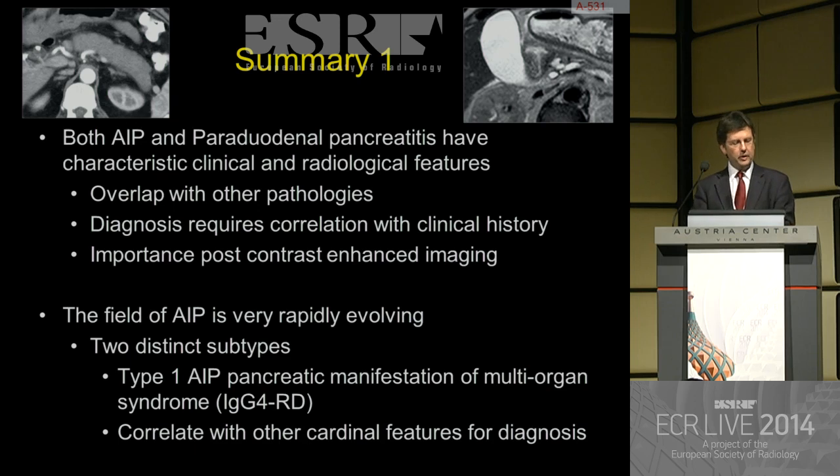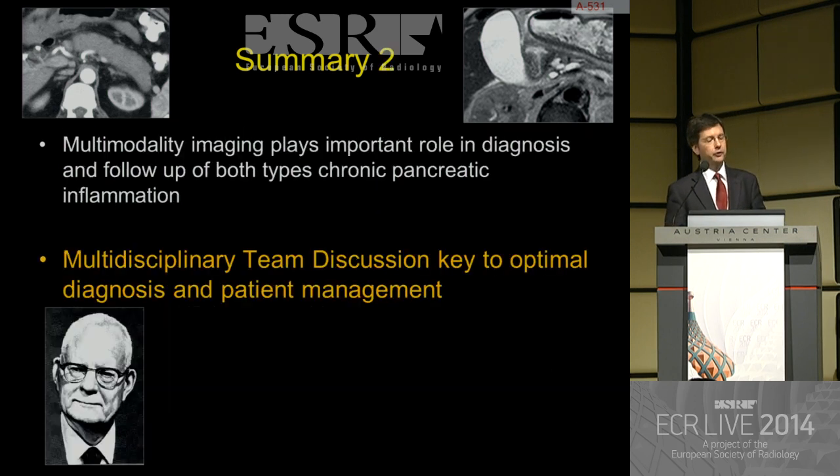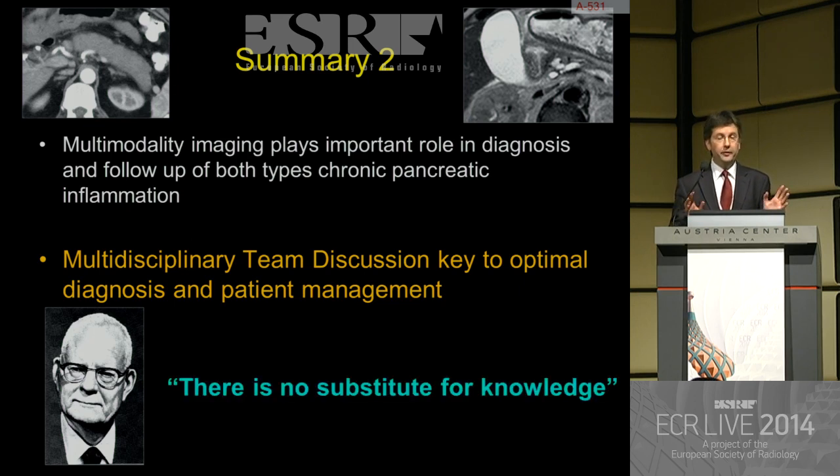The field of AIP is very rapidly evolving. We now think there are two distinct subtypes. AIP1 is the classical pancreatitis, which is related to other multisystem involvement, IgG4-RD disease, and we've got to make sure we correlate with other cardinal features for diagnosis. Multimodality imaging, as I've shown you, plays a very important role in the diagnosis and follow-up of both types of chronic pancreatic inflammation, but as I've stressed here, the most important thing is to make sure you've got multidisciplinary team discussion, because this is going to be key to diagnosis and patient management. And I leave you with W. Edwards Deming's thought: in this situation, there is no substitute for knowledge. Thank you very much indeed.